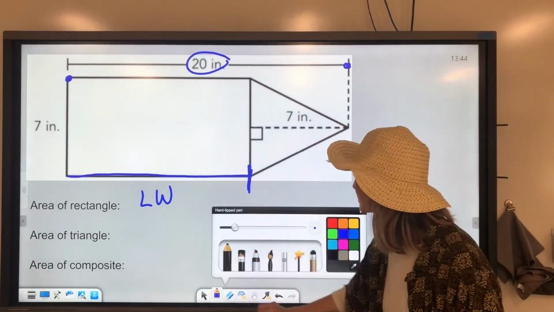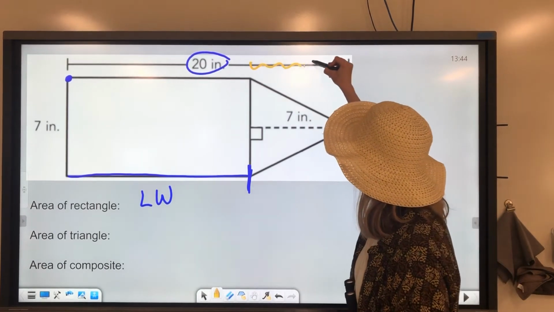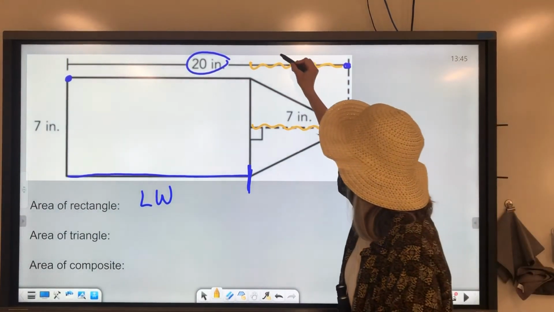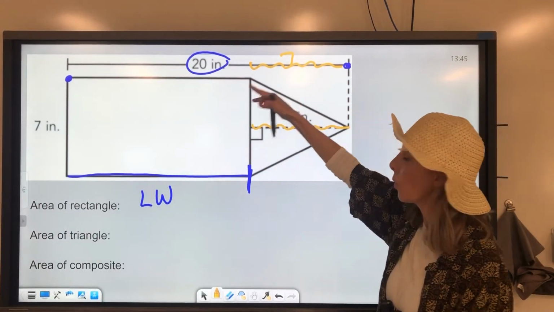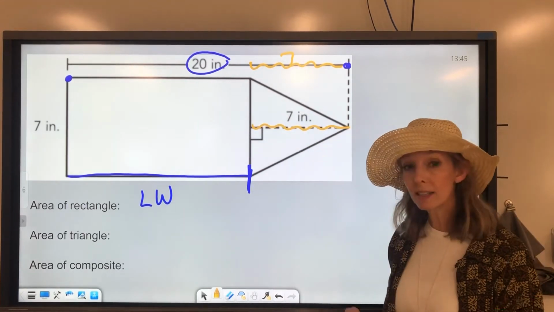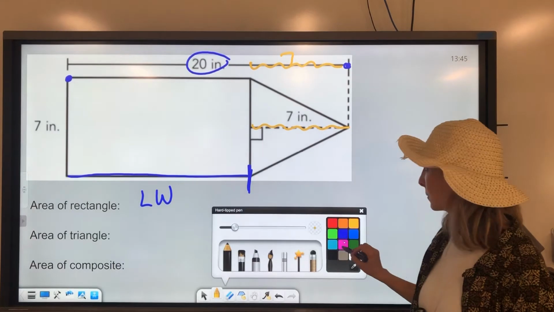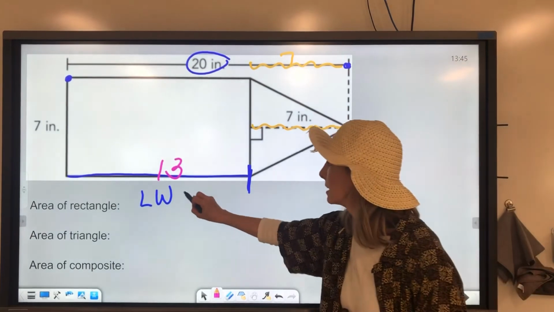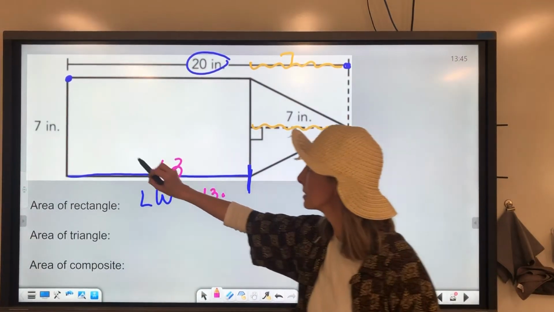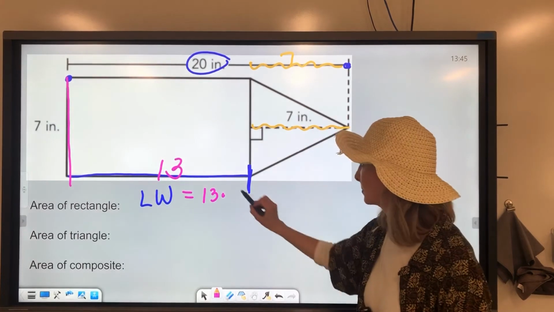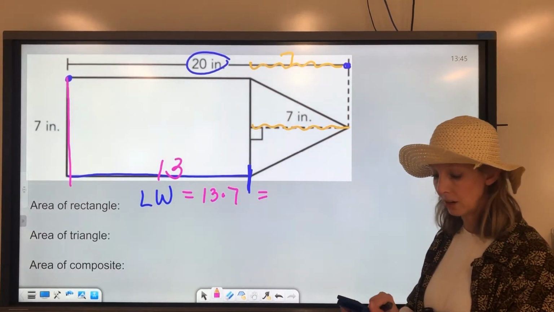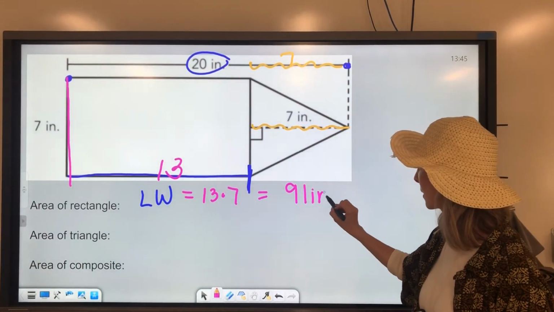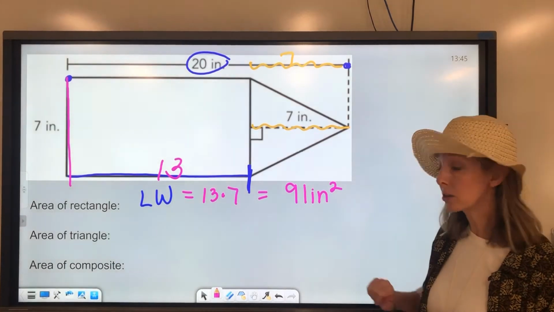Well, I notice this portion of it follows in line with that, and that was what? 7. So if I know that was 20, the whole thing is 20, this portion of it is 7, what does that leave me with? That leaves me with a 13. So my area of my rectangle is going to be 13 times my width, which is 7. Let's see what we have there. 13 times 7 gives me 91 inches squared.